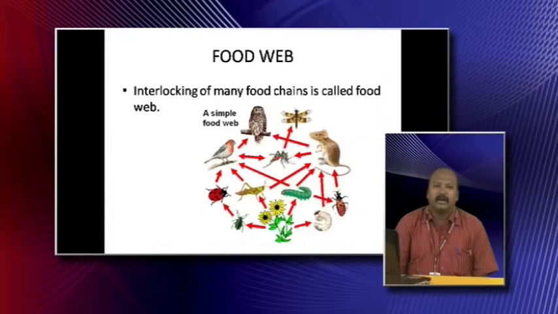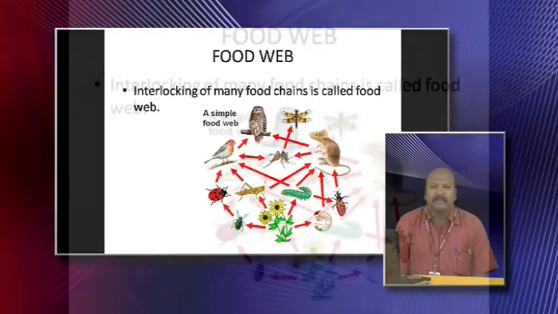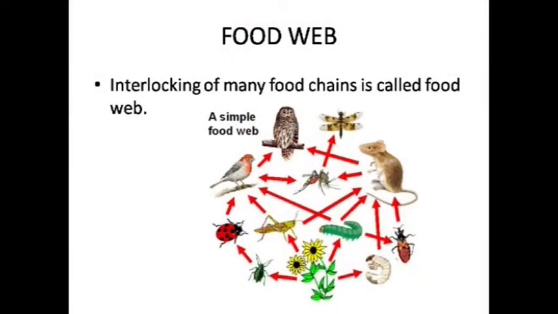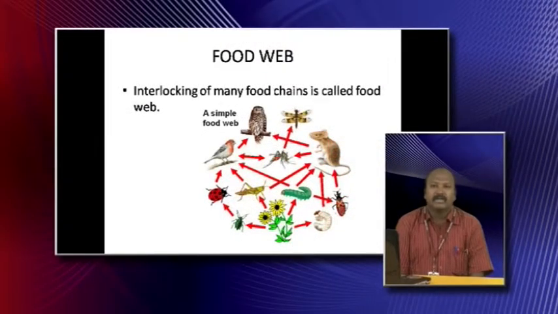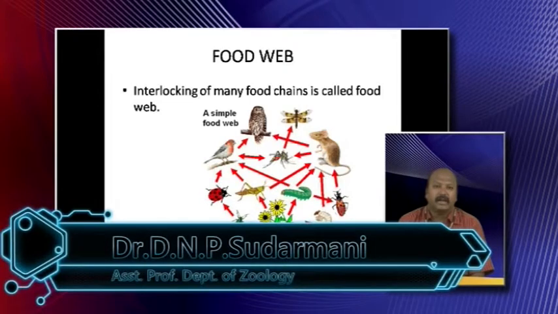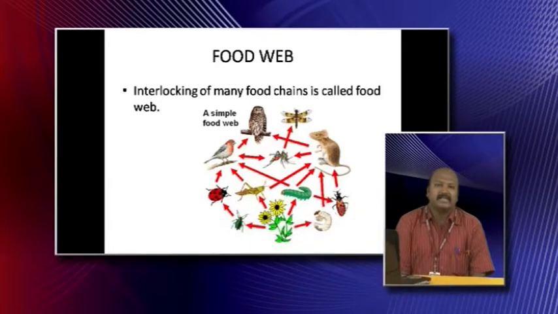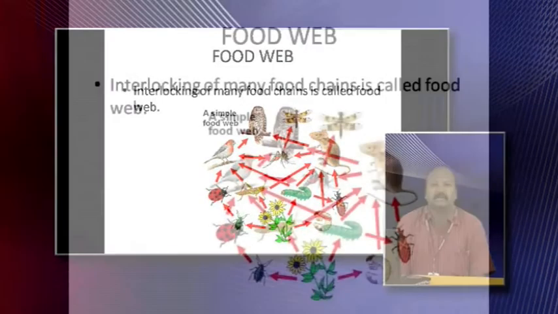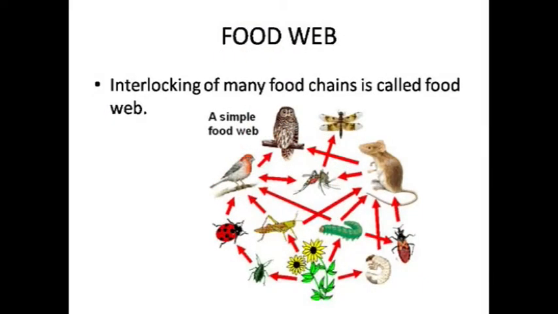Then regarding food web, the interlocking of many food chains is called a food web. Here one example is presented for your information. Many food chains are interlocked and form the food web. You can observe that nearly 5 to 6 food chains are interlocked in this diagram. It is usually seen in all territories like aquatic, grassland, and marine. We can observe this type of food web.